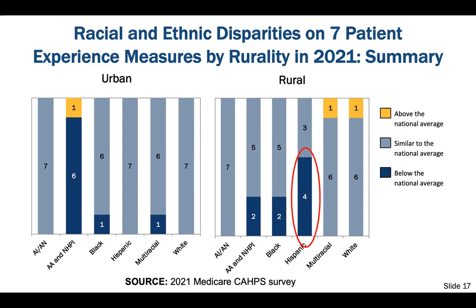And here you can see, for example, that multiracial enrollees have similar to national experiences among males, but female multiracial enrollees in MA plans have notably worse experiences than the national female average for 3 of the 7 measures that we looked at.